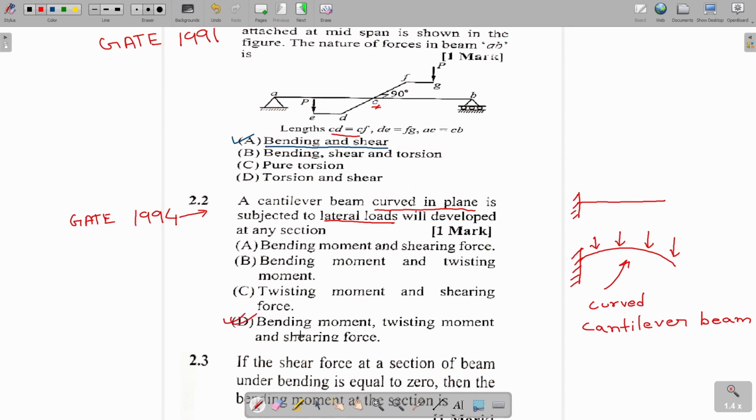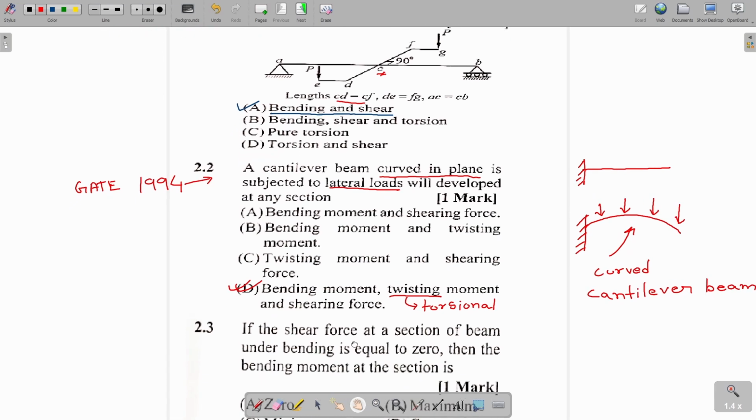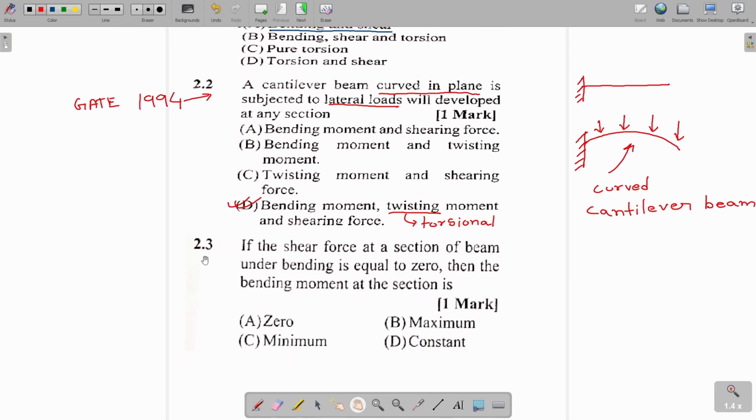Bending moment, twisting moment and shear force. Here twisting moment is the torsional moment. Okay, this is the torsional moment. Twisting moment and torsional moment are the same. Question number 2.3 came in the year 1995.